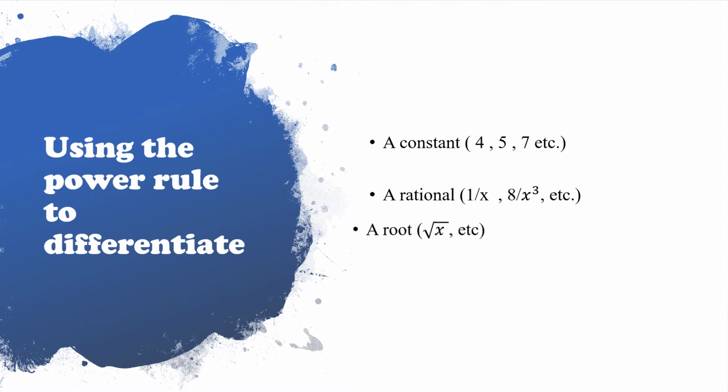And last but not least, we're going to look at how to differentiate using the power rule of a root. And when you think of a root, well, here we have an example, x under the square root sign, and that's basically a root. Right, let's just do a little recapping of the power rule, of course, before we start.